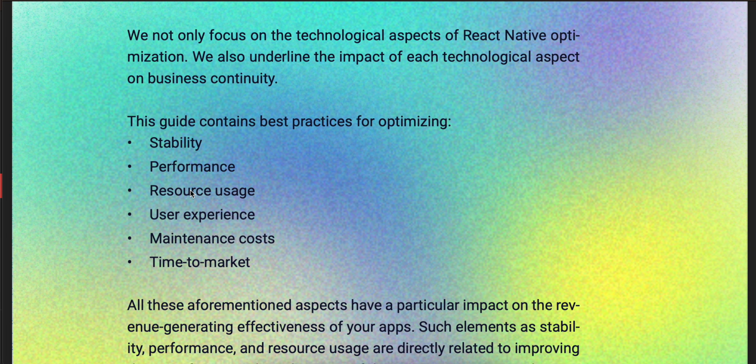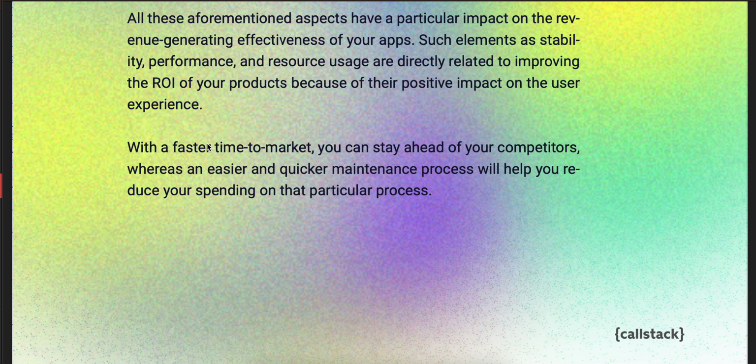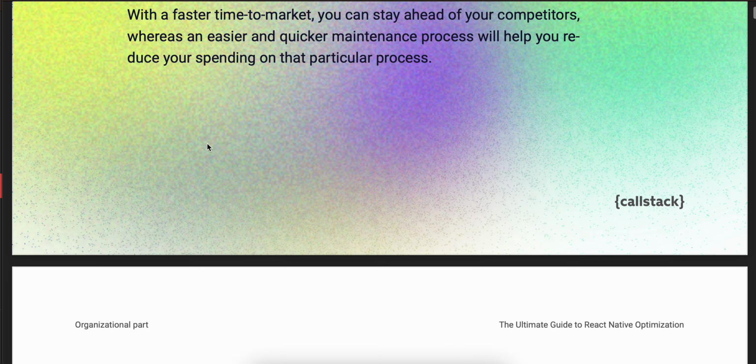This guide contains best practices for optimizing stability, performance, resource usage, user experience, maintenance cost, time to market, etc. All these aforementioned aspects have a particular impact on the revenue generating effectiveness of your app. Such elements as stability, performance, resource usage are directly related to improving the ROI of your product because of their positive impact on the user experience. With a faster time to market, you can stay ahead of your competitors, whereas an easier and quicker maintenance process will help you reduce your spending on that particular process.